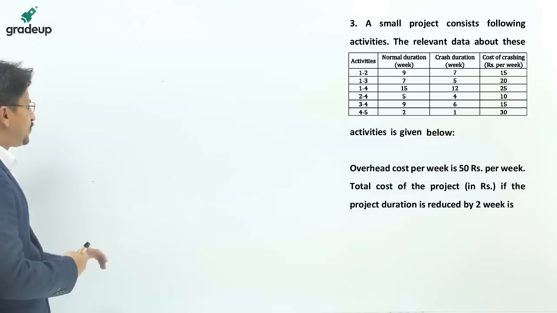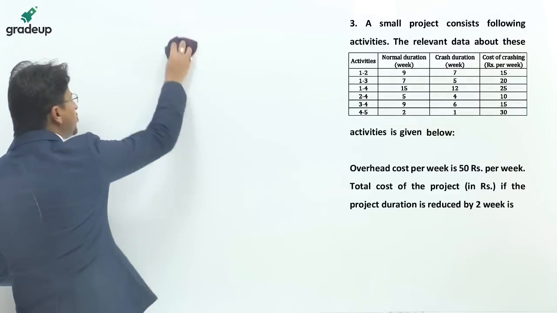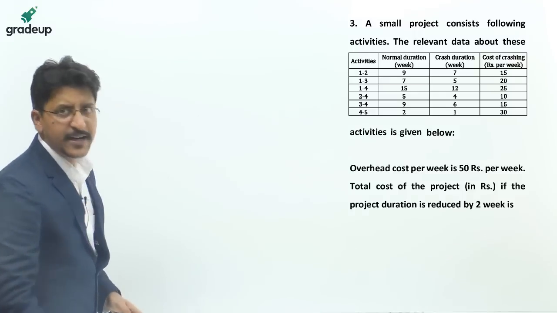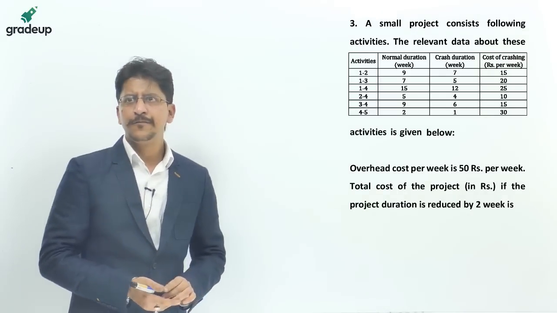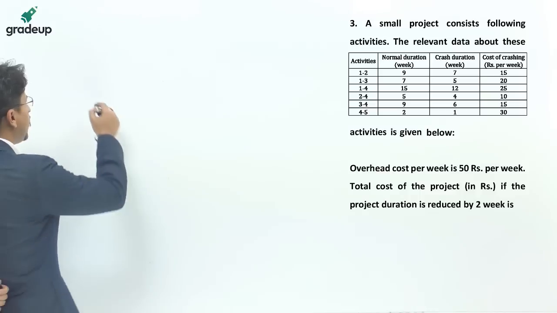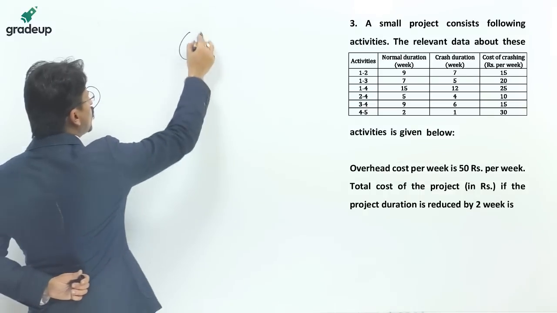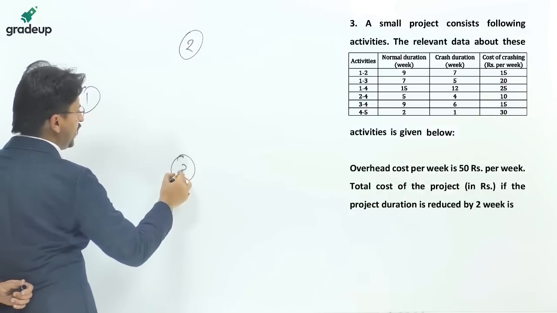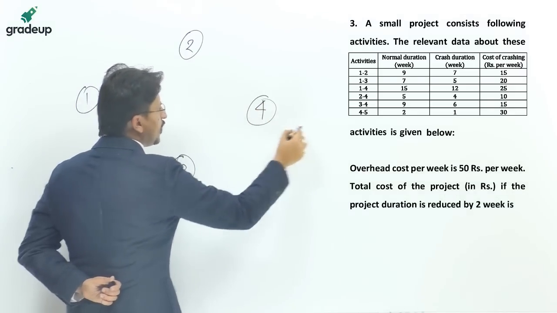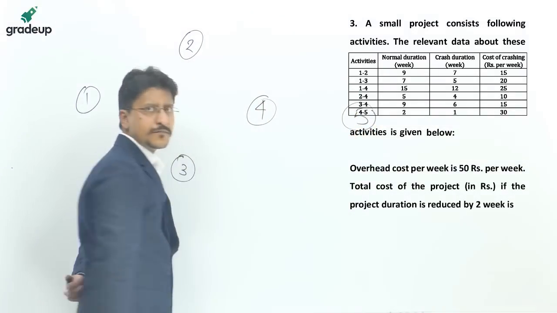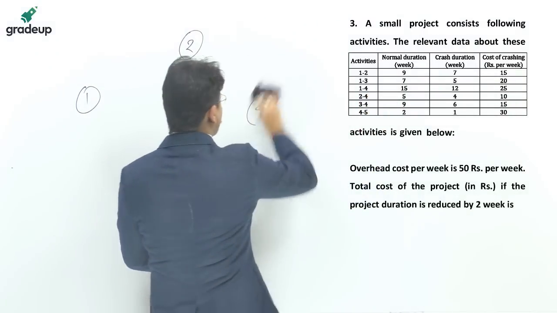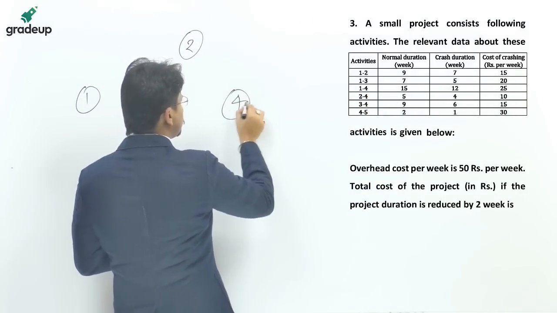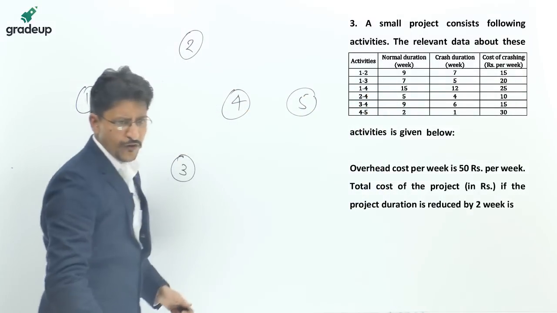Okay, now see, first of all we will draw the network diagram for this. The activities have been given, okay, 1 to 2, 1 to 3, 1 to 4. So just draw that. 1, 2, 3, 4, 5.